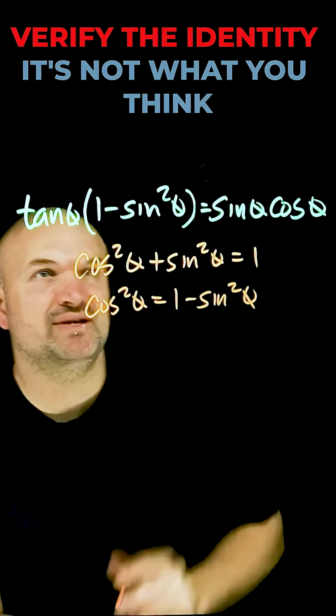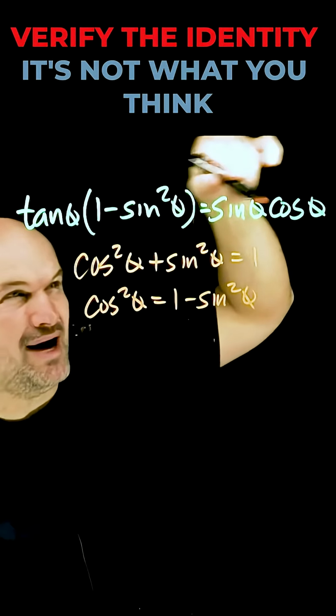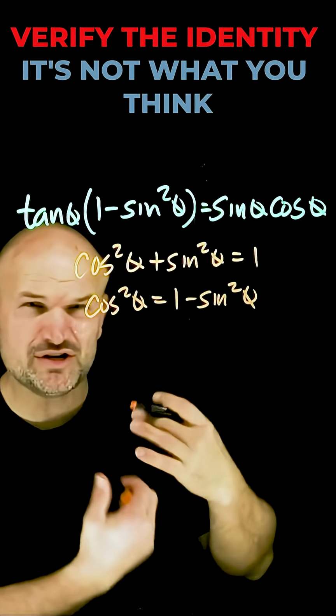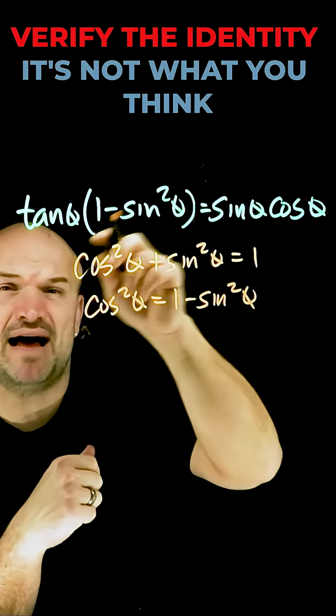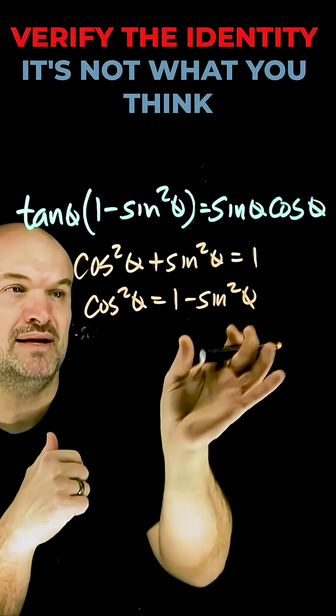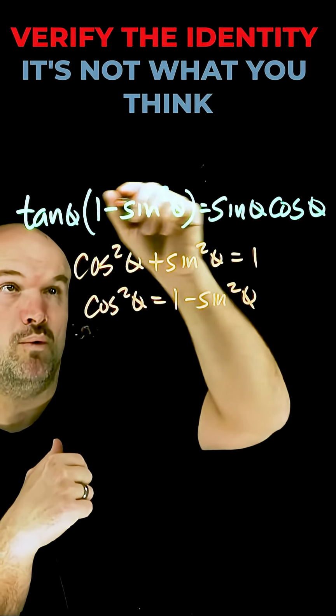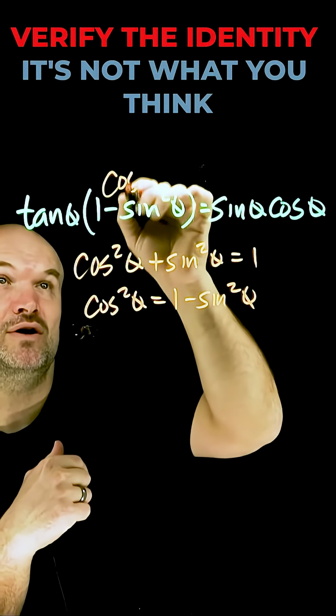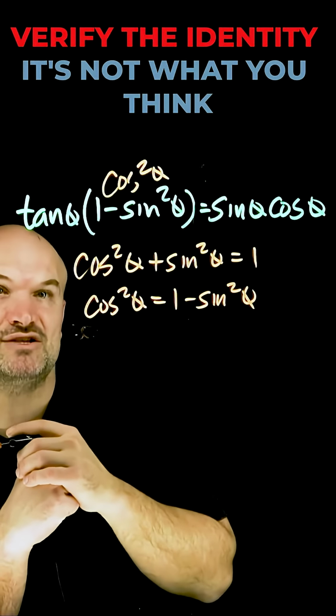That is very important because rather than trying to distribute and somehow get to a sine of theta, cosine of theta, which I'm sure there's a way you can do it because it's not mathematically wrong, the best way in this problem is to actually look into simplifying this first. 1 minus sine squared of theta can be rewritten as cosine squared of theta.